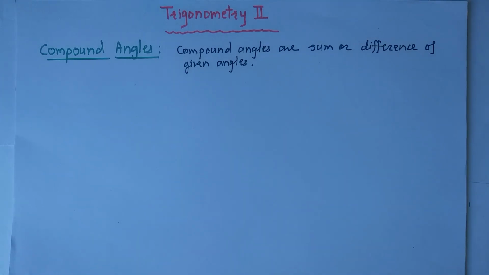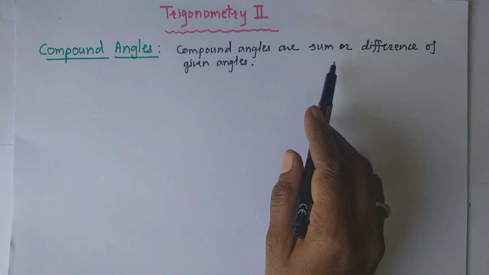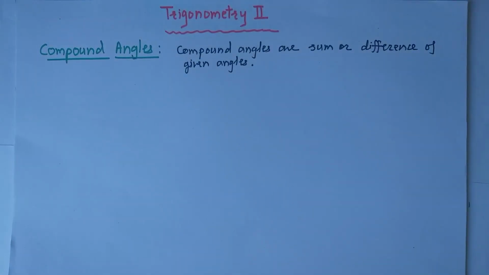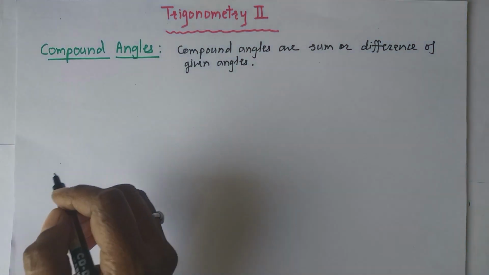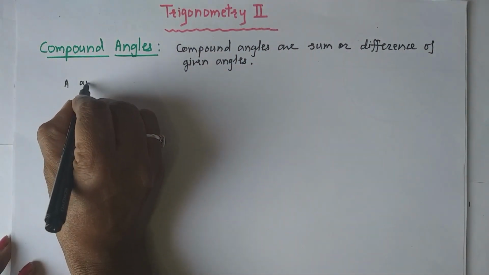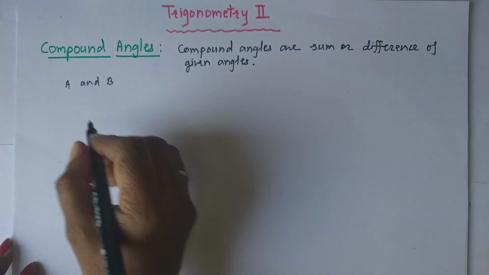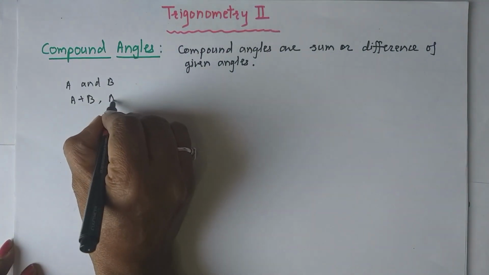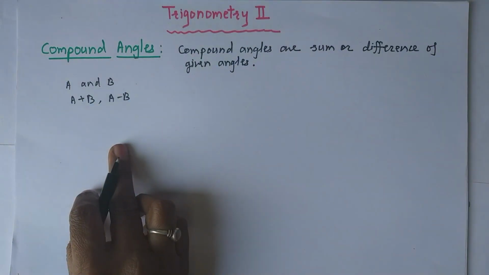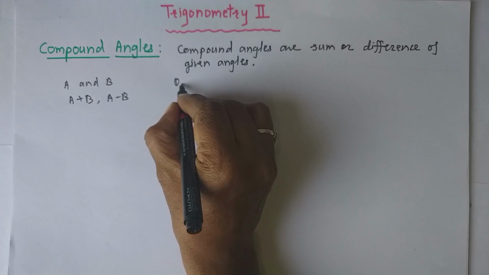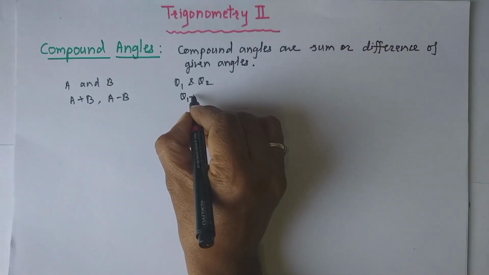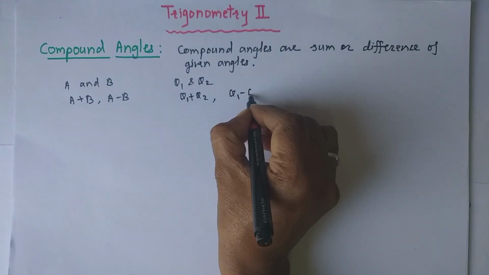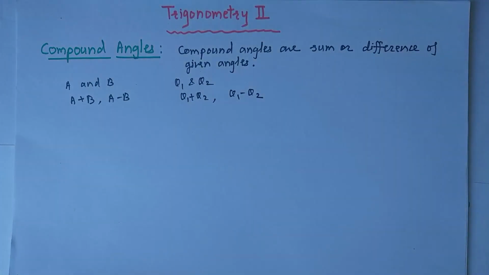In today's lecture we will see what is meant by compound angles. Compound angles are sum or difference of given angles. Suppose if A and B are two angles, if we take their sum or difference, then these angles are called compound angles. If angles are theta 1 and theta 2, take sum theta 1 plus theta 2, difference theta 1 minus theta 2, then these angles are called compound angles.